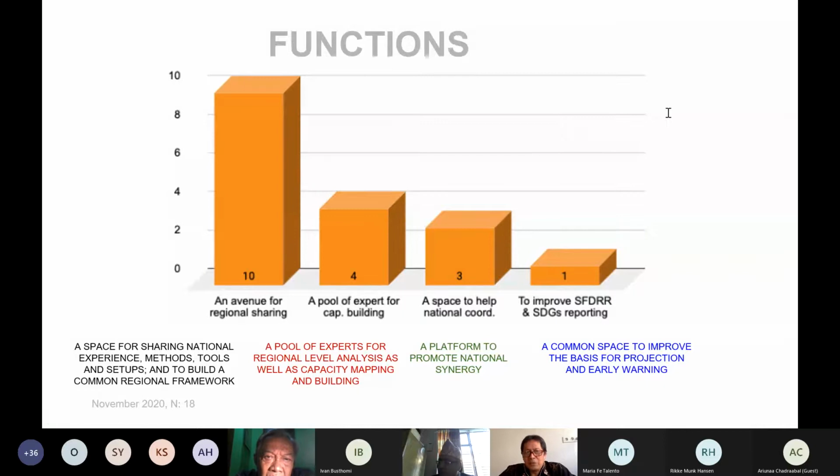With regard to the functions of the technical working group, more than half of you are saying that you would like to see this technical working group function as a regional space for us to share national experiences, methods, tools, and arrangements, as well as to build a regional position. And then some of you prefer this technical working group to function as a pool of experts to provide regional level analysis and for developing capacities, for capacity mapping. And then the third one, to see this technical working group function as a platform to promote the national coordination in your countries.